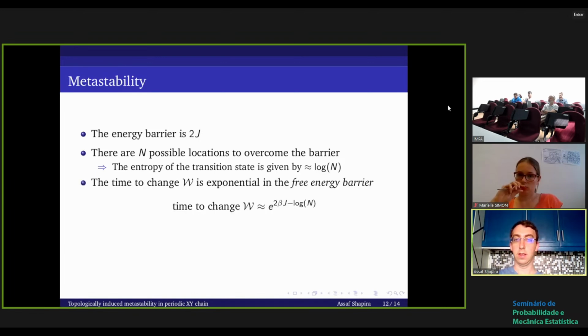Okay, and now we're ready to say what is the time to change the winding number, and this is going to be exponential of the free energy. So 2 beta j, the 2j comes from the energy barrier, minus log n, which comes from the entropy barrier.